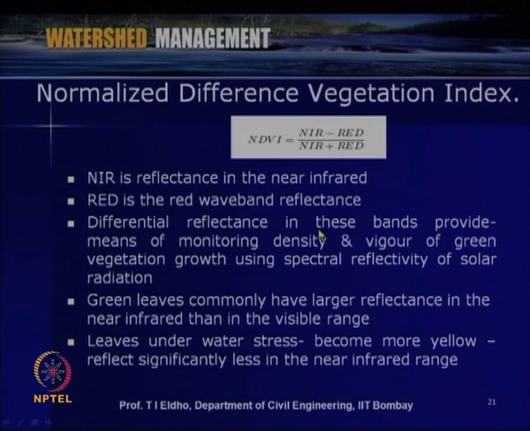Then differential reflectance in these bands provides a means of monitoring the density and vigor of green vegetation growth using the spectral reflectivity of solar radiation. Green leaves commonly have a larger reflectance in the near infrared than in the visible range, and leaves under water stress become more yellow and reflect significantly less in the near infrared range. So, using these concepts and remote sensing data, we can identify the NDVI, the normalized difference vegetation index.